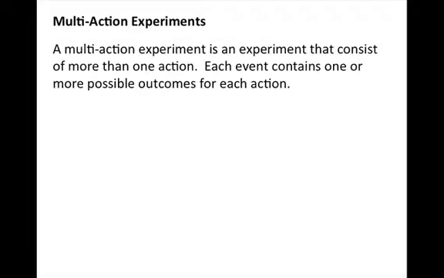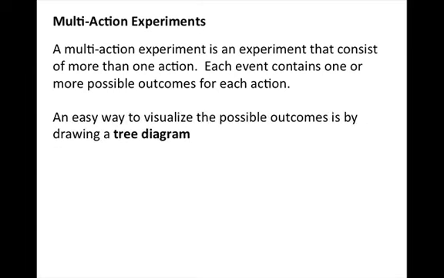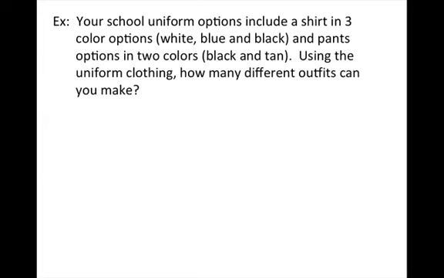Next, let's look at multi-action experiments. A multi-action experiment is an experiment that consists of more than one action. Each event contains one or more possible outcomes for each action. An easy way to visualize this first is by drawing a tree diagram. So let's look at one example with a tree diagram. Let's say you go to a school where the uniform options include 3 colors of shirts, white, blue, and black, and 2 colors of pants, black and tan. Using the uniform clothing, how many different outfits can you make?